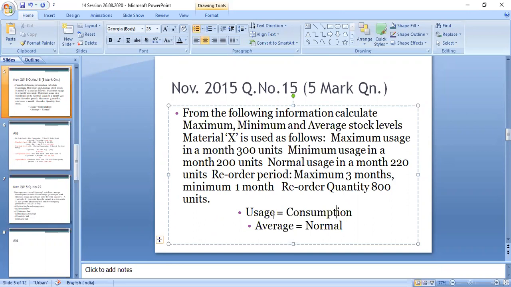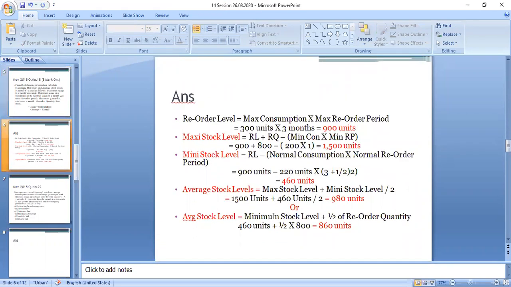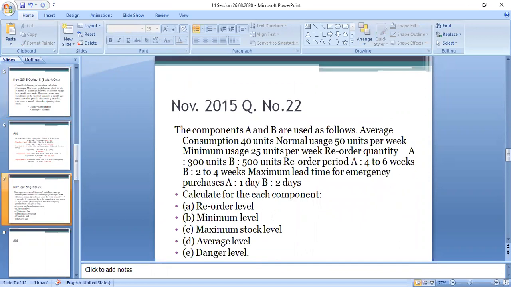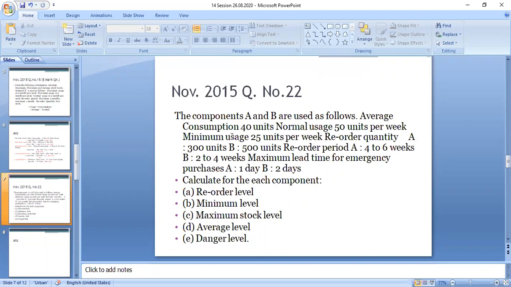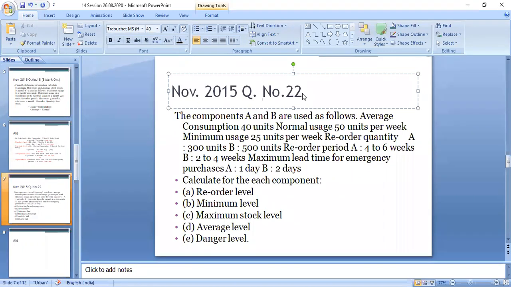Now I will go to one more problem. In the previous case, for a single product, single component, single raw material, you applied that formula. Now this is the next case. It was asked in November 2015, question number 22. This is a 10 mark question asked in the previous year question paper.